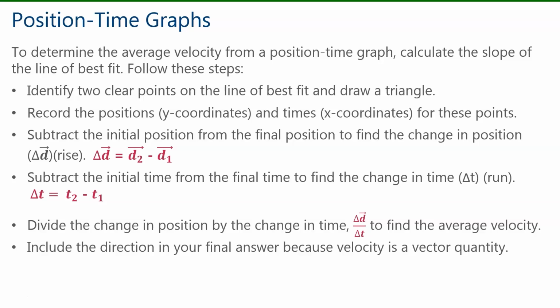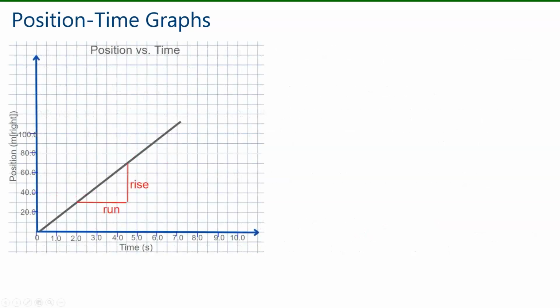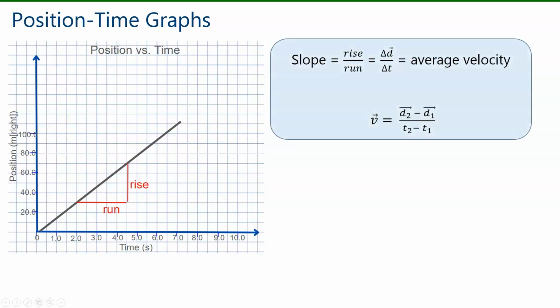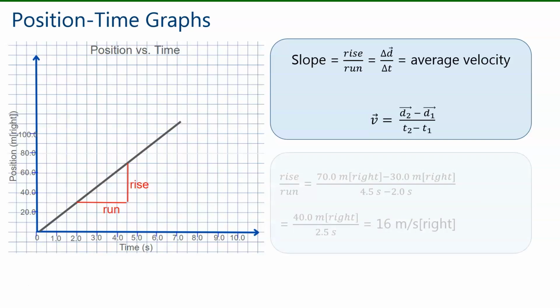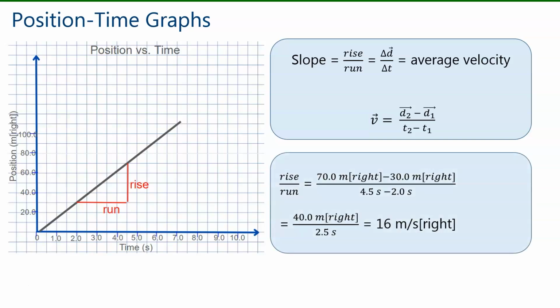Let's look at an example using a graph. On this position time graph, 2 points have been chosen on the line of best fit, and then a triangle was drawn to help us calculate the slope. Let's look at the steps for this. So the slope is the rise over run, which is the same as the change in displacement over the change in time on a position time graph. I remember rise over run as rise up and run across. That helps me remember which is which.